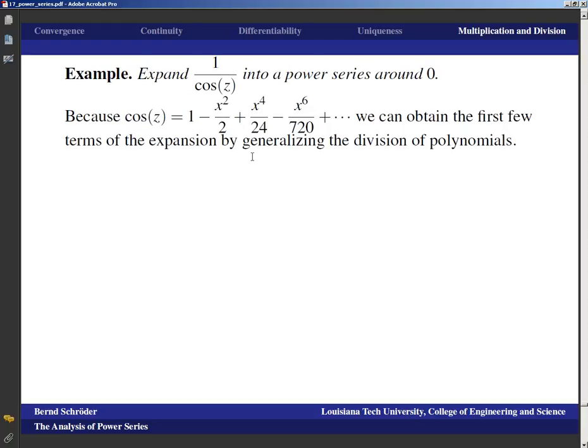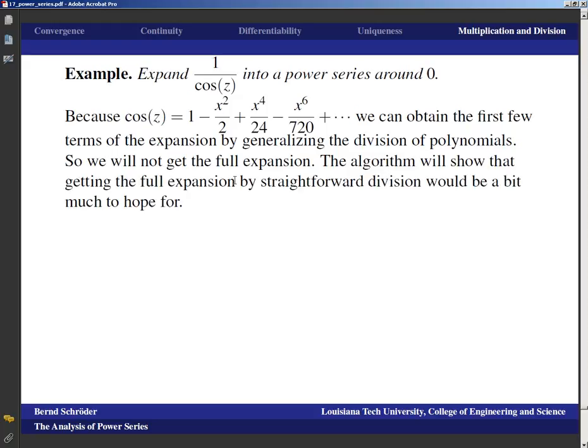We can obtain the first few terms of the expansions by generalizing the division of polynomials. We know that 1 over cosine z will be analytic in a neighborhood of the origin because this is a valid definition and we have the quotient rule available, of course. But in order to get the coefficients, we will not get the full expansion, and the algorithm will also show that getting the full expansion by straightforward division would be a bit much to hope for.